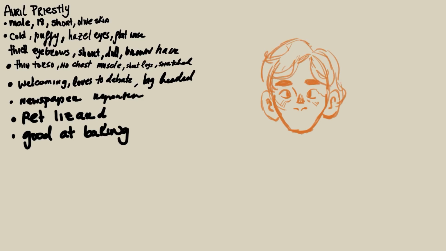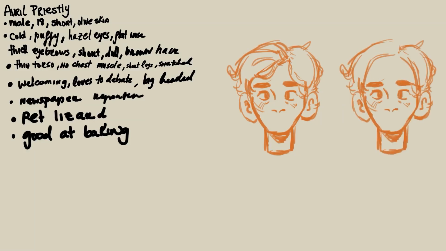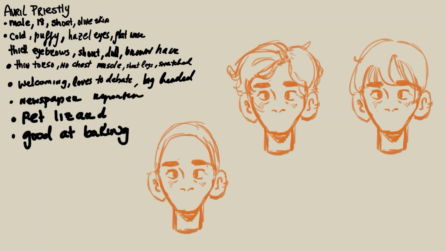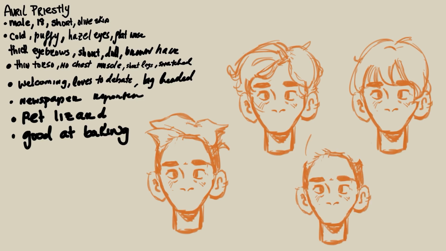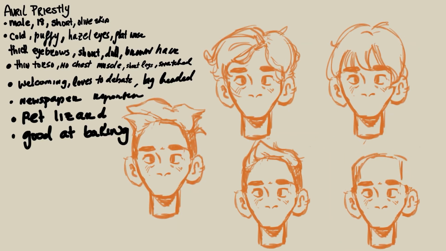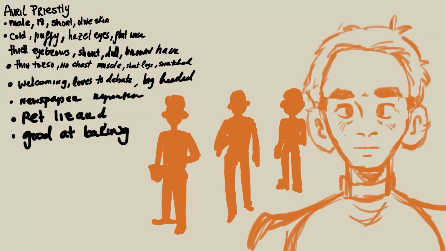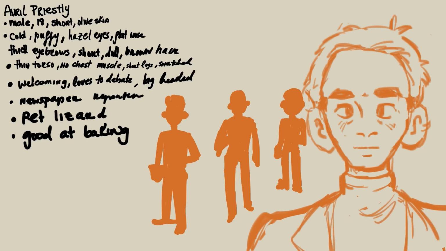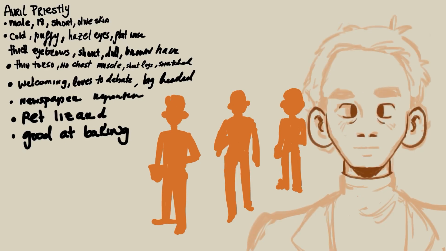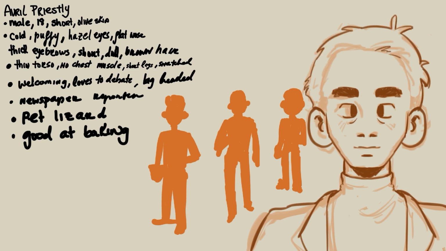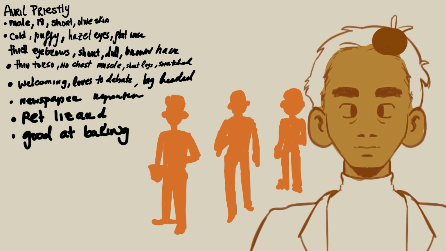Now, I started off with just the thick eyebrows, the cold puffy hazel eyes, and the flat nose, since that's what I was given. And then from there I tried to think of his hairstyle, since they said he had short, dull brown hair. So I was looking up a bunch of short hairstyles, and none of them really felt right for a big-headed debate guy who has a pet lizard, until I landed on this last one. And then I started with the bust. So I didn't do anything too official here. I just used my sketch liner and went with that.